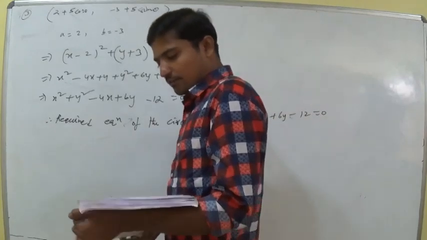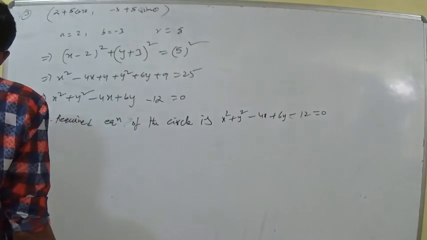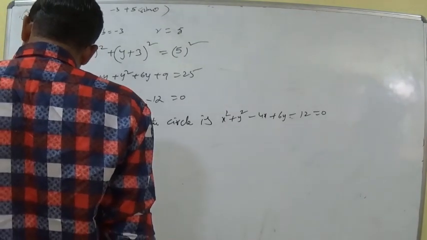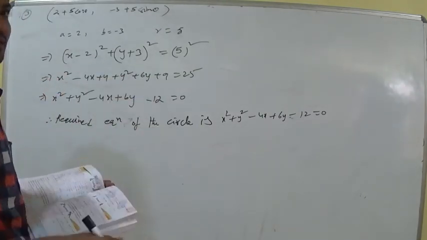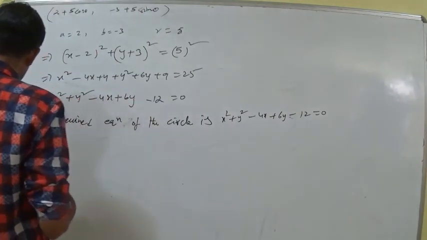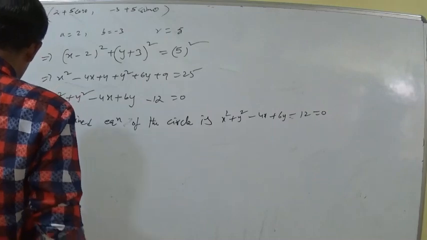Now next one, the length of tangent. So the length of the tangent is square root of S11. I forgot, but about the problems I can explain that. So the length of the tangent is square root of S11.